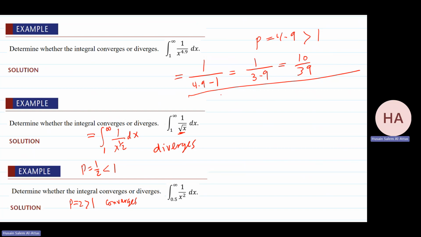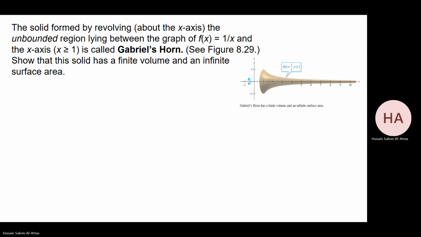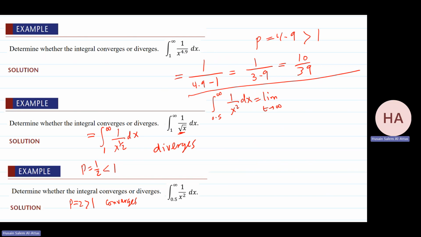Let us see it. So I have the integral from 0.5 to infinity of 1 over x squared dx. That will be the limit as t goes to infinity of the integral from 0.5 to t of 1 over x squared dx. I need to do this integration. That will be what? The limit as t goes to infinity of minus 1 over x, from 0.5 to t.